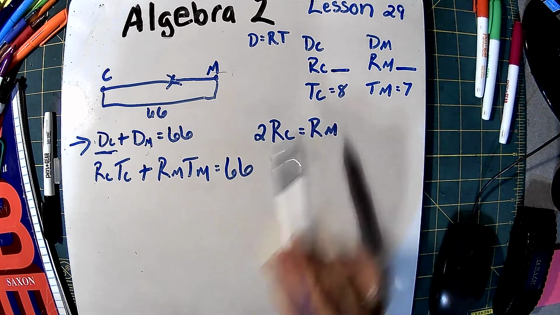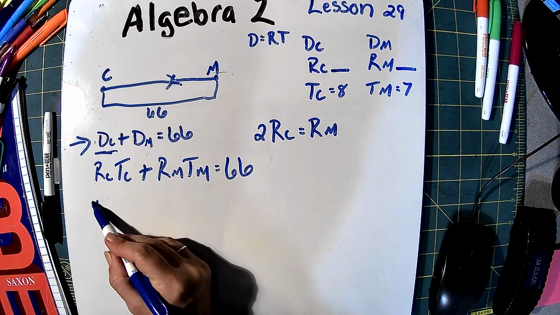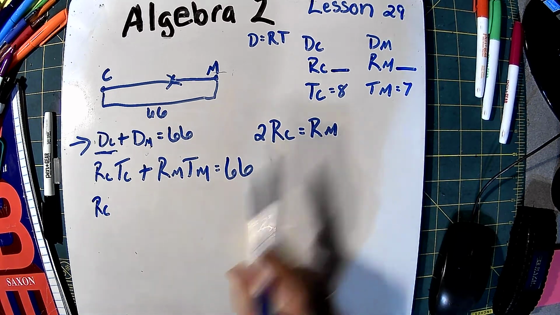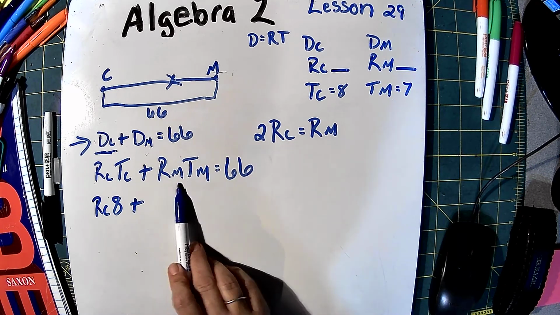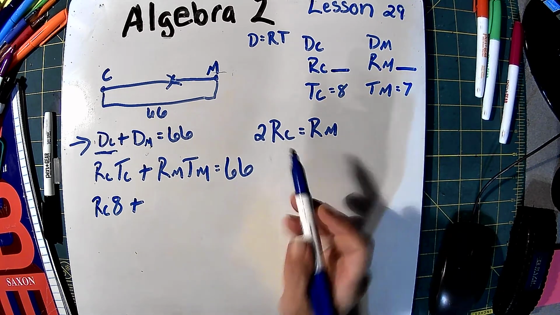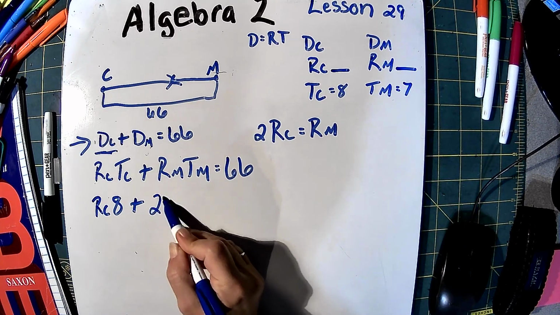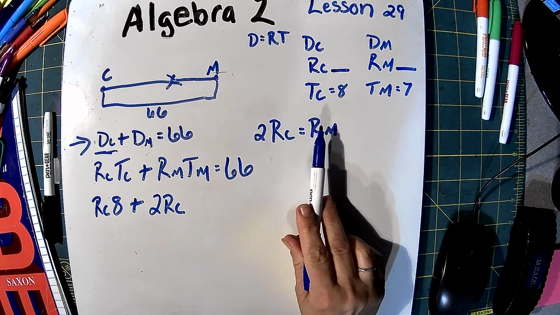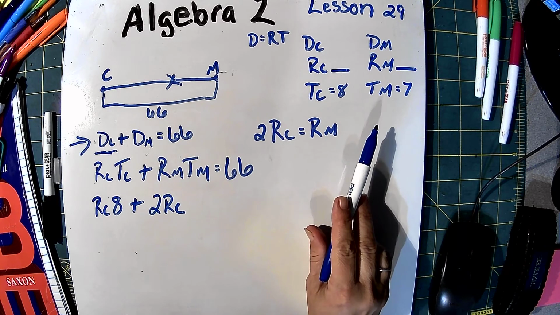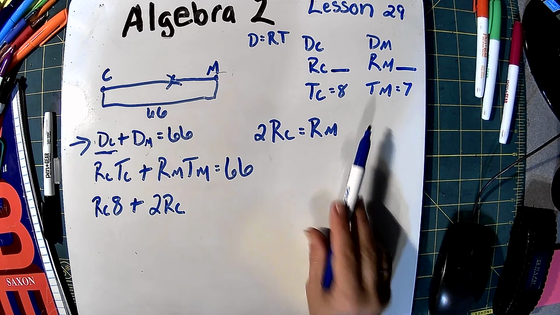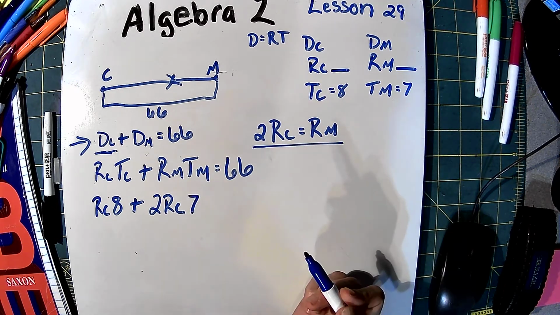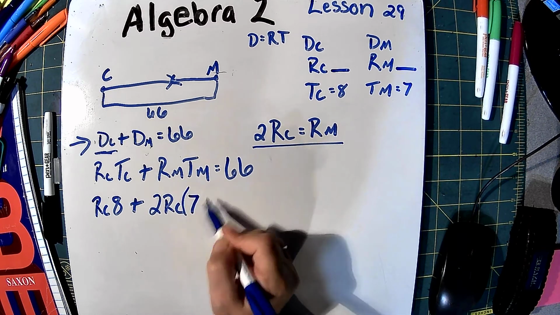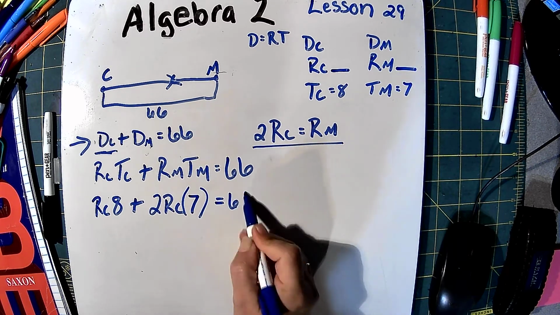Alright, the rate of Chester, do we know that? No. The time of Chester, yes, we know that is 8. Plus the rate of the Marshall, we can fill that in because we know that's 2 times the rate of Chester. And now the time is going to be the time of the Marshall. I use this equation right here for that. Time of the Marshall is 7. And that's times 7. So we're going to keep that in parentheses, equals 66.